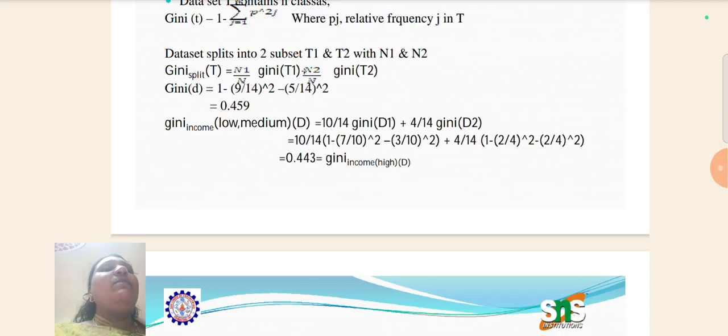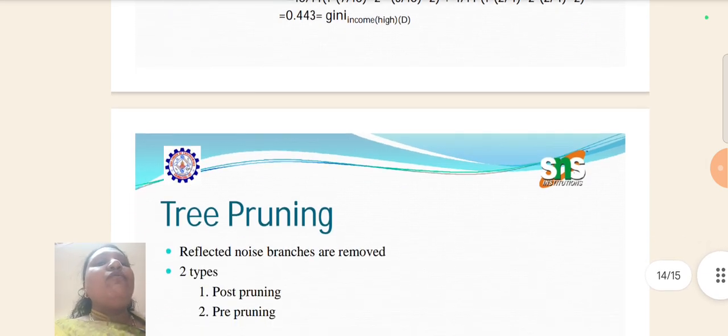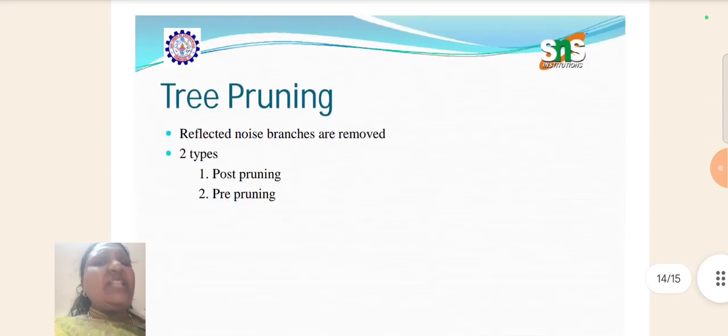Similarly, medium has 4 records. From the 4, 2 buy the computer and 2 do not. So from that, 4 divided by 14, we calculate 1 minus 2 by 4 the whole square minus 2 by 4 the whole square. We get an overall value of 0.443. This is the Gini index value for the high level of D, that is the high constraint. So this is how we calculate the process.